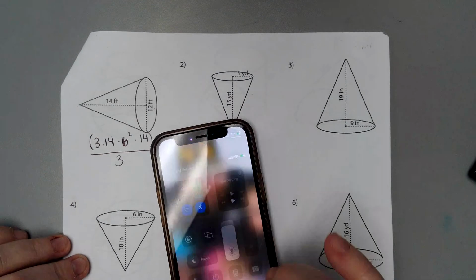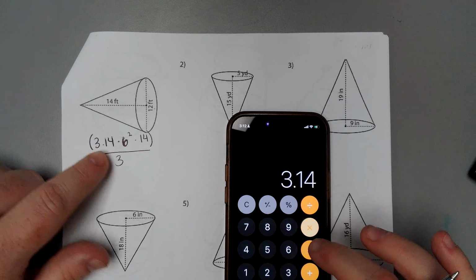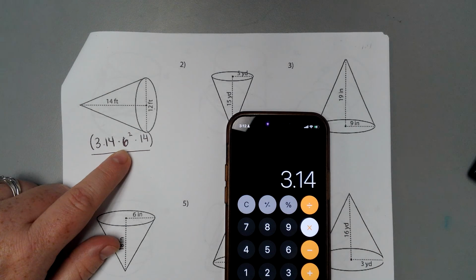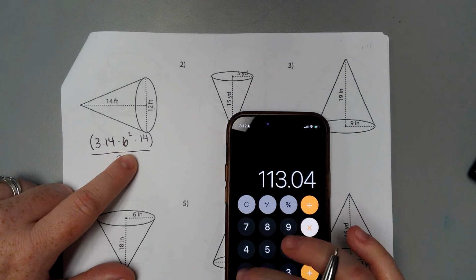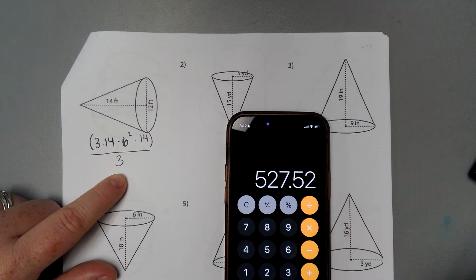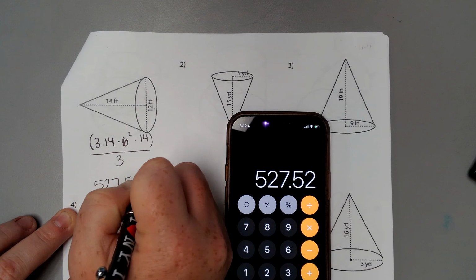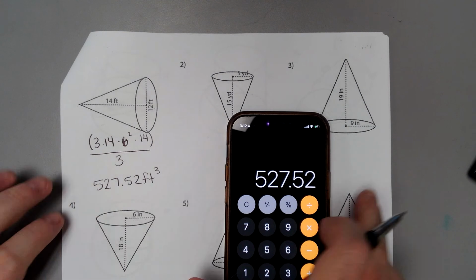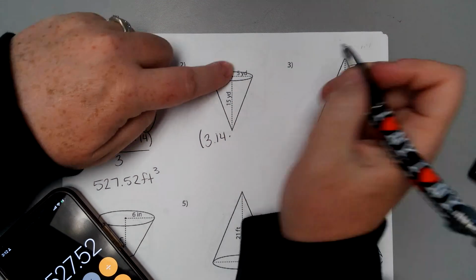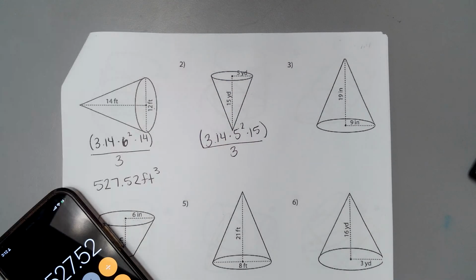So if I get my calculator, I have 3.14 times 6 squared. Well, 6 squared is 36, so times 36 times 14, my height, all of that divided by 3. My answer would be 527.52 feet cubed. For the next one, we would have 3.14 times 5 squared times 15, all divided by 3.